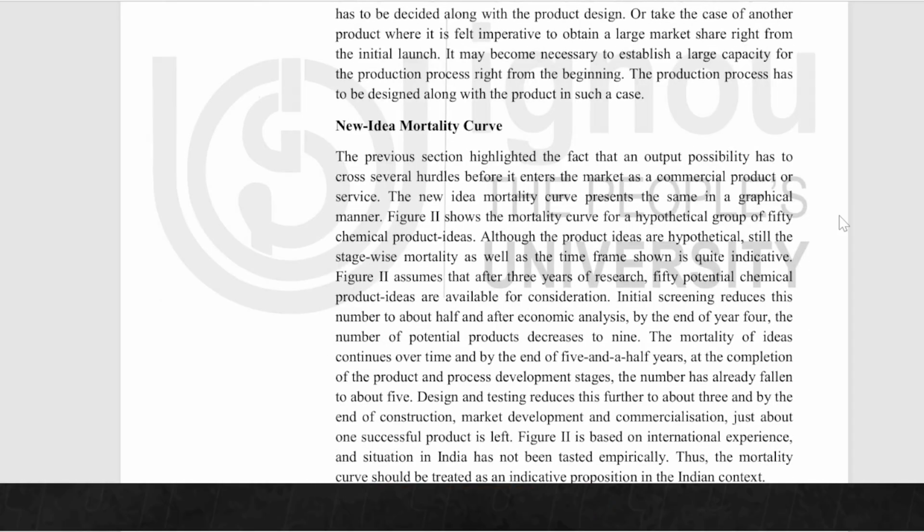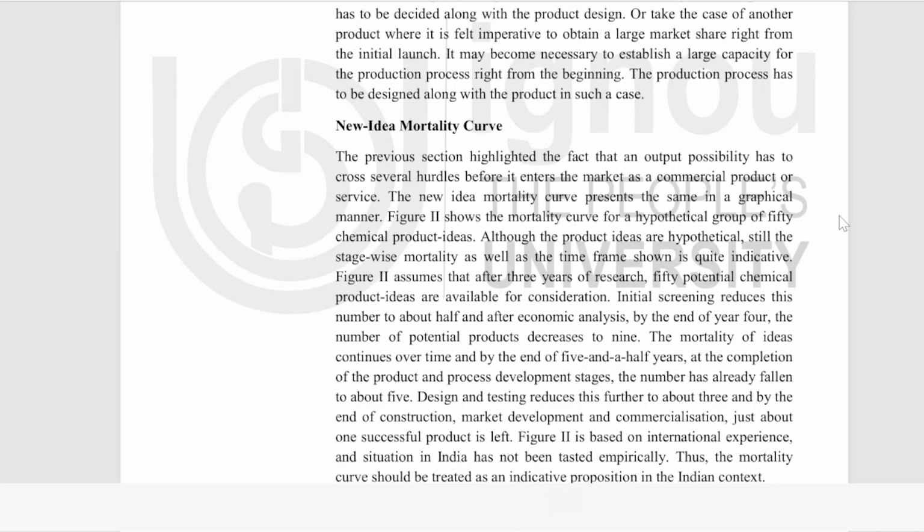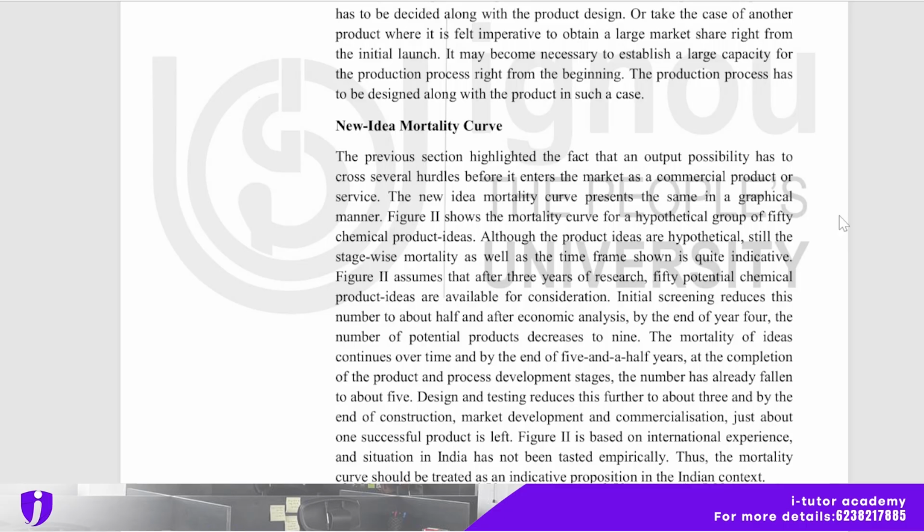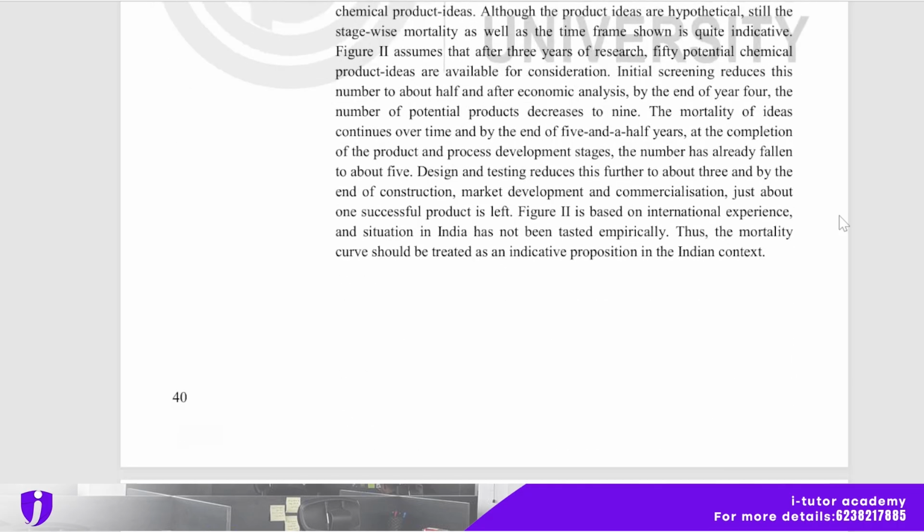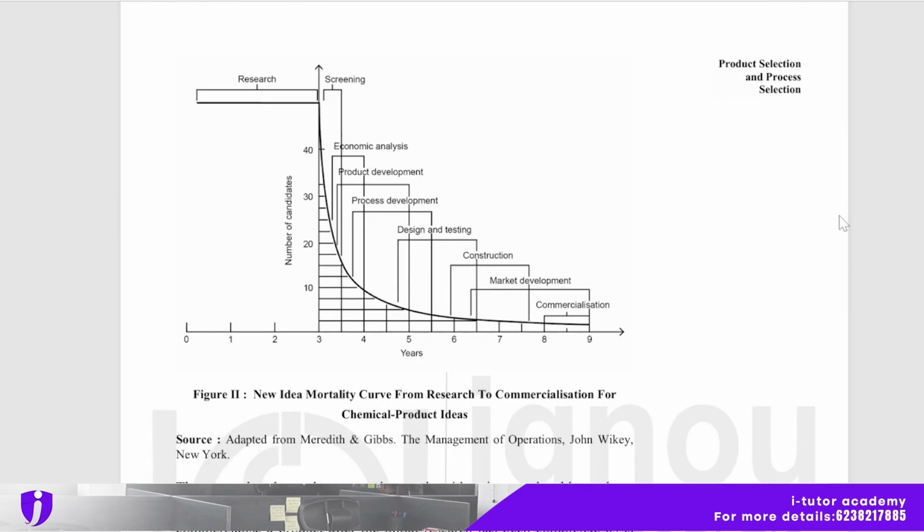Next, the new idea mortality curve. What is that? The previous section highlighted the fact that an output possibility has to cross several hurdles before it enters the market as a commercial product or service. The new idea mortality curve presents the same in graphical manner. And figure 2 shows the mortality curve for a hypothetical group of 50 chemical product ideas. So figure 2 is here, the new idea mortality curve from research to commercialization for the chemical products.